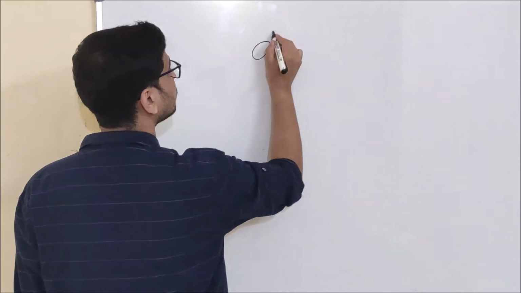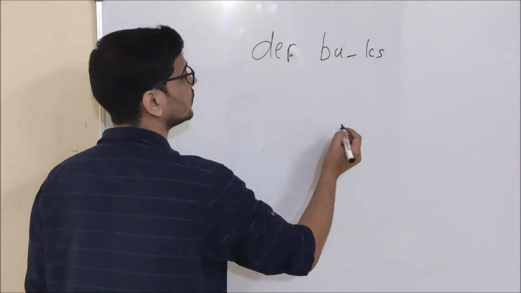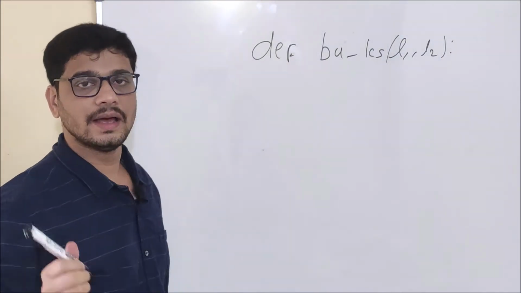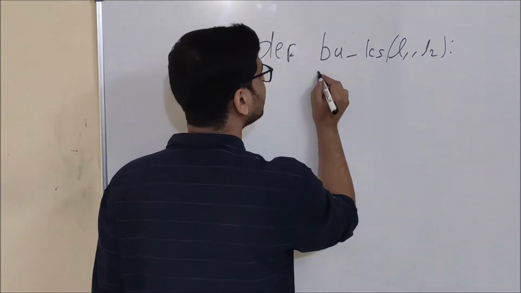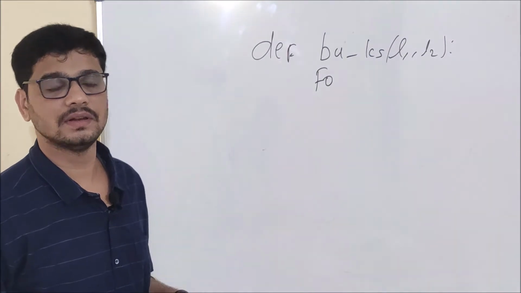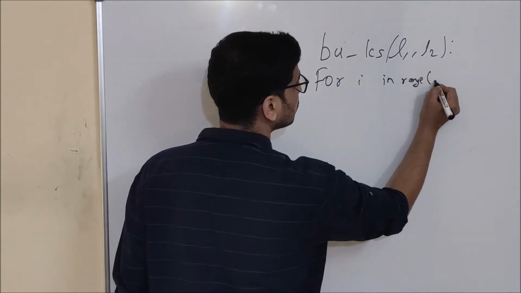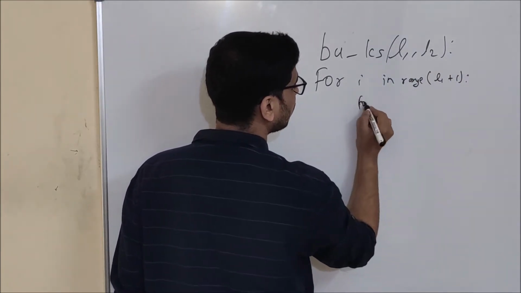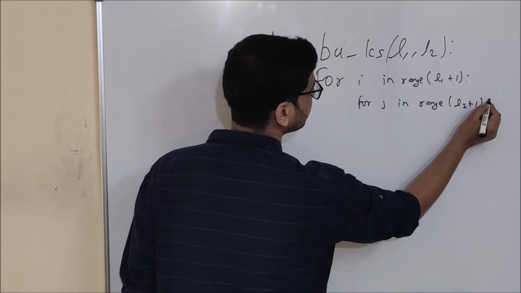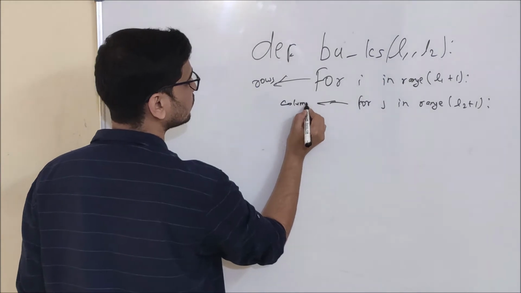So friends, we are going to write the bottom up program for LCS. I am defining the function def bu_LCS here. This function will take two parameters, L1 and L2, where L1 is the length of the first word and L2 is the length of the second word. So what are we going to do? I will run a for loop, and it will fill up the table. For i in range L1 plus 1, for j in range L2 plus 1. This will keep track of rows and columns.